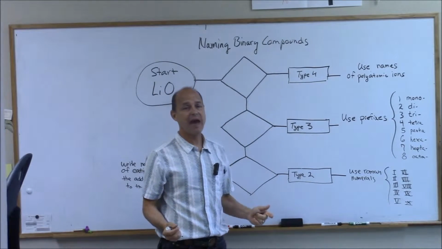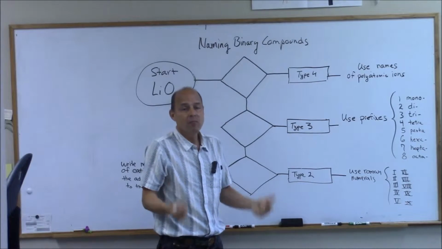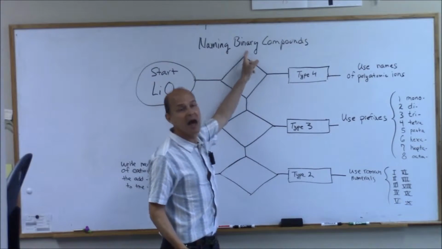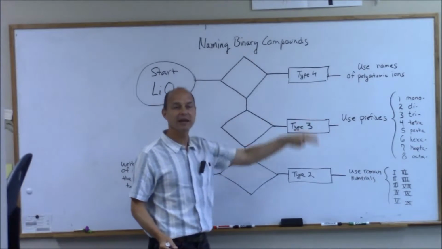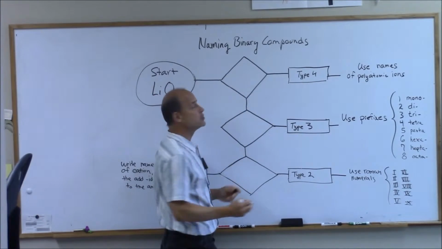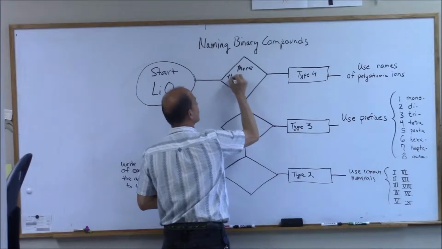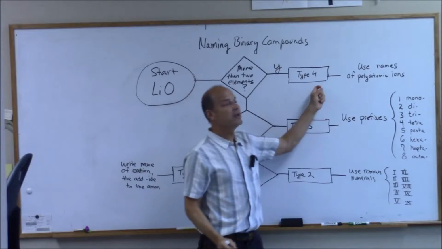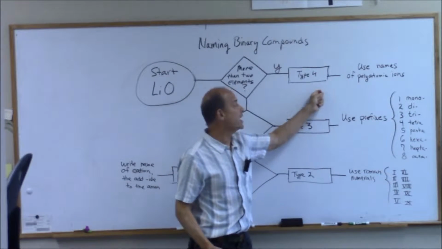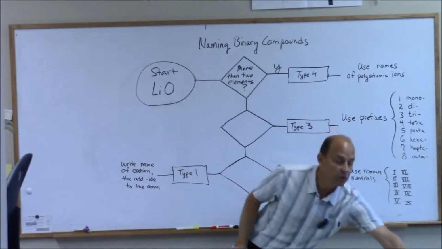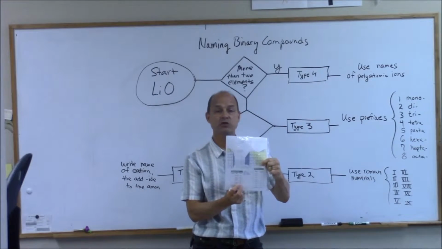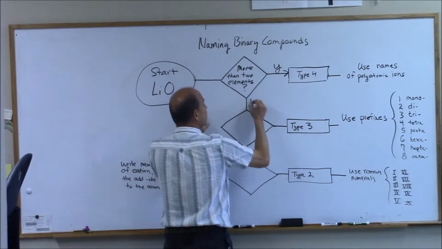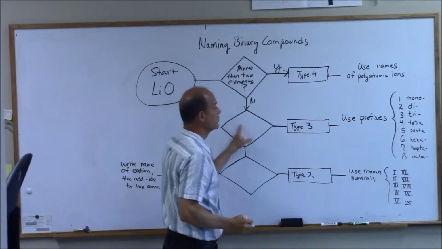The first question that we have to ask is, does it have more than 2 elements in the formula? Because if it does, it's not binary. It's not binary, and we have to kick it out automatically. So more than 2 elements, that's our question. If yes, then we know it's polyatomic. Poly means many, right? And then when we go to name it, we have to get a list of polyatomic ions and use the names of those, okay? So if yes, it goes in this direction. If no, then it goes in this direction.